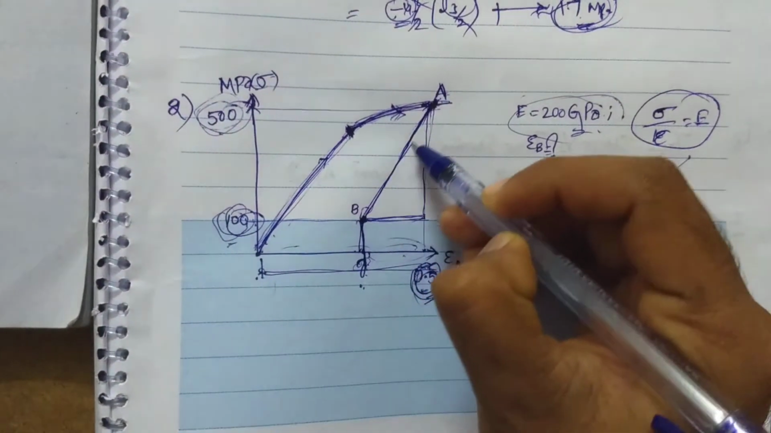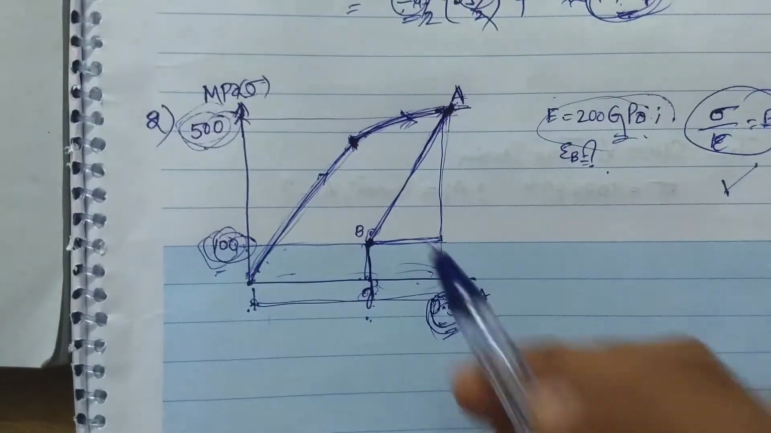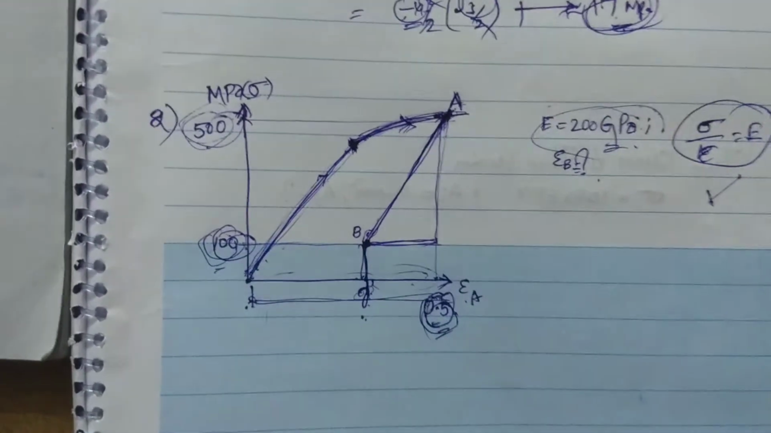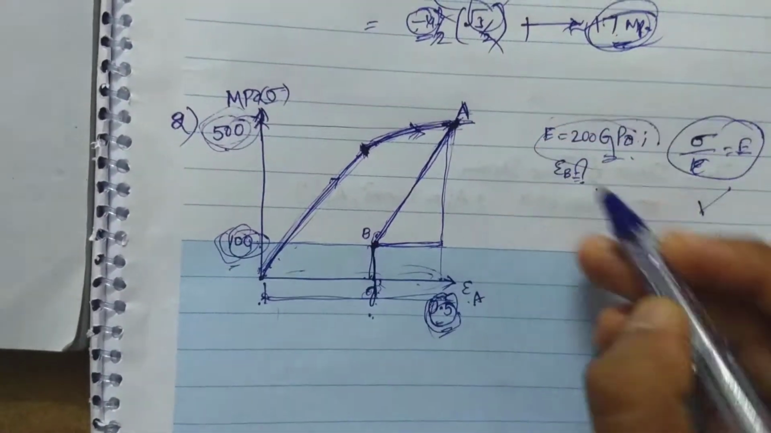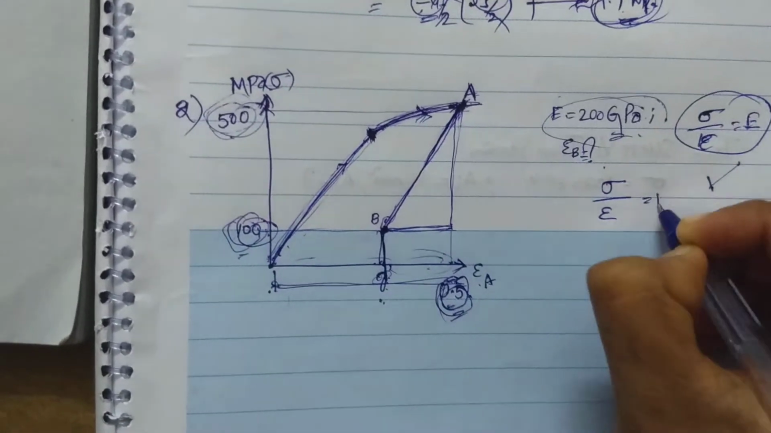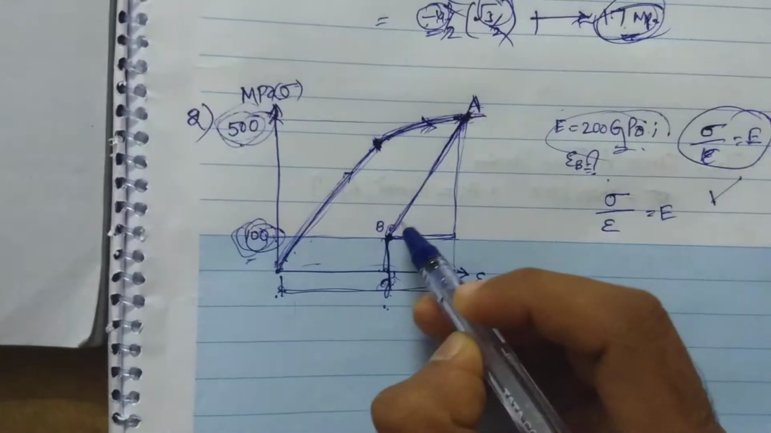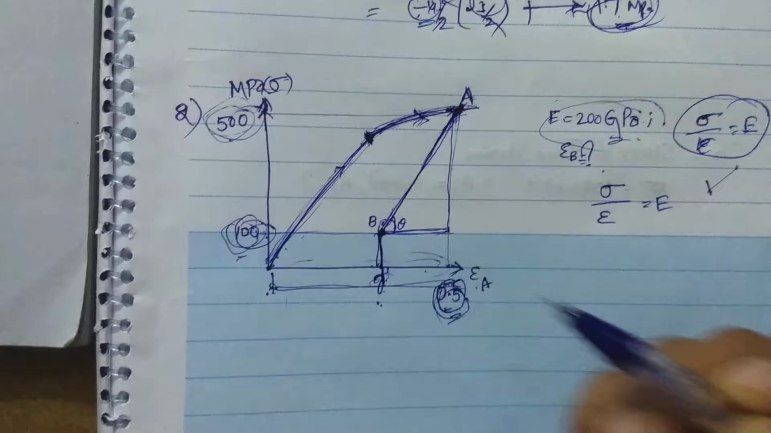So here the AB curve follows that linear pattern, and the slope of this line AB, because slope is opposite side by adjacent side. Opposite side is stress, adjacent side is strain. So stress by strain gives Young's modulus. This is the slope of the line AB. So tan theta, this is the slope, right? Tan theta is opposite side by adjacent side.